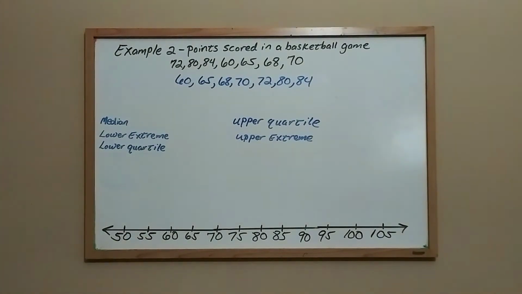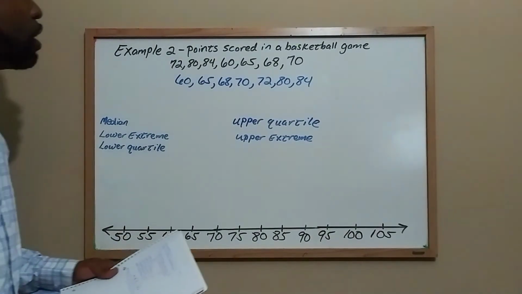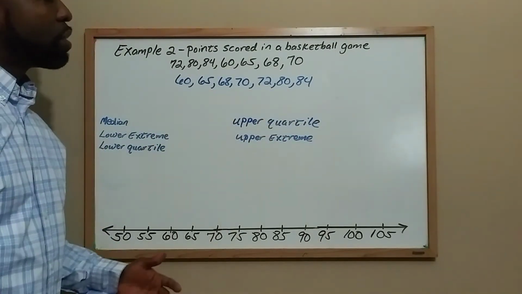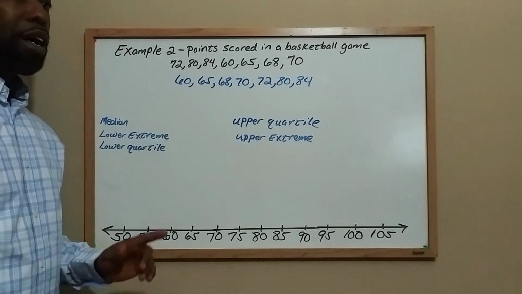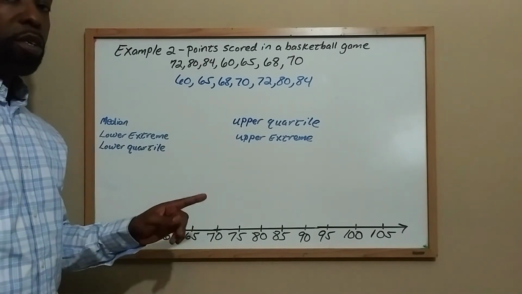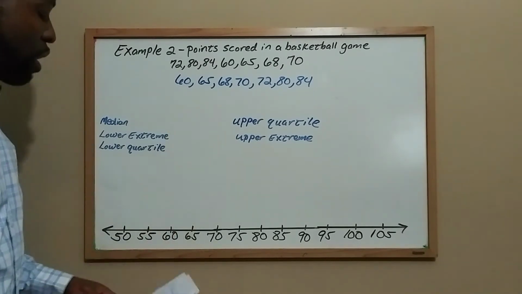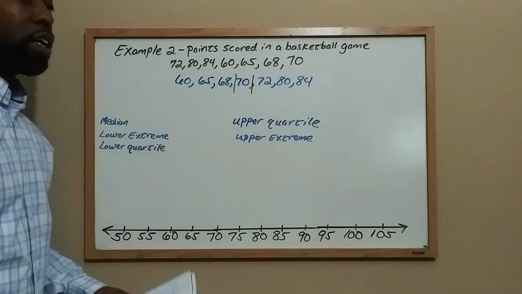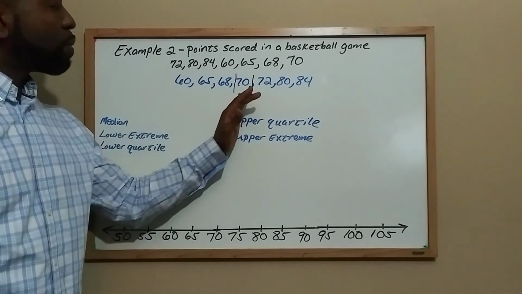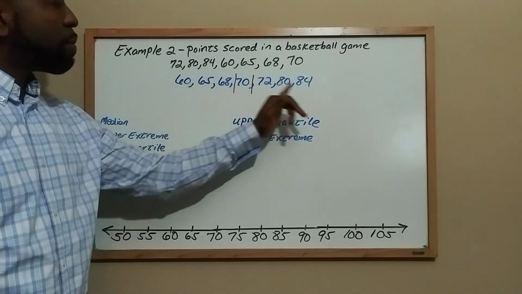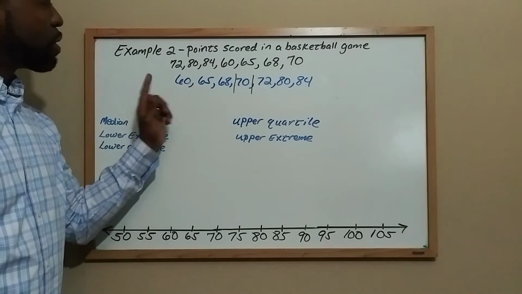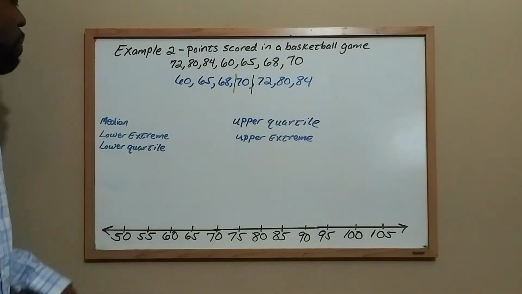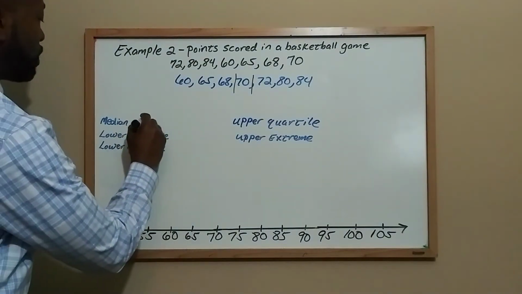Alright. So since we have 7 numbers, 7 is an odd number. So since 7 is an odd number, that means I'll have one number in the middle that represents my median. And that number in the middle is 70. To check and see if I have the correct middle number, you should have the same amount of numbers to the left of the 70 and the same amount of numbers to the right. So it's 1, 2, 3 numbers to the left of 70 and 1, 2, 3 numbers to the right. All right. So my median is 70.